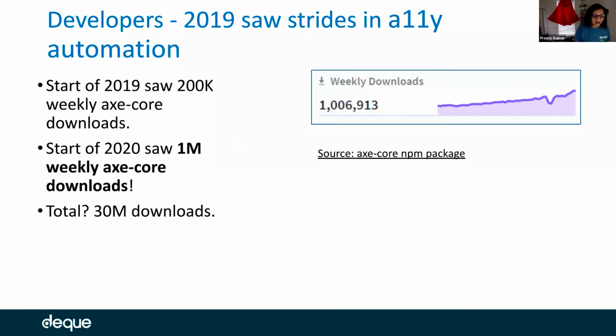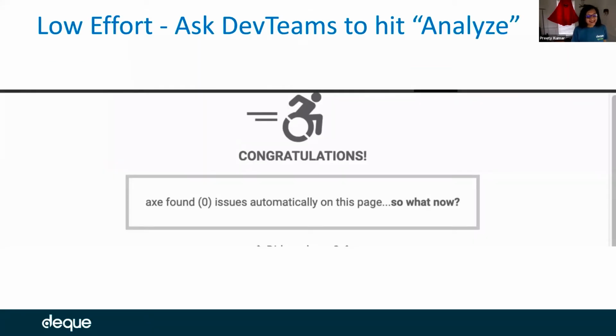Total, over time, there've been 30 million downloads. And, again, this really signifies the quality of the rules, the feedback that we're getting, and what that translates for you, is that you get these fantastic rules that have been vetted by many, many experts. So what do you have to do to get people to use Axe?